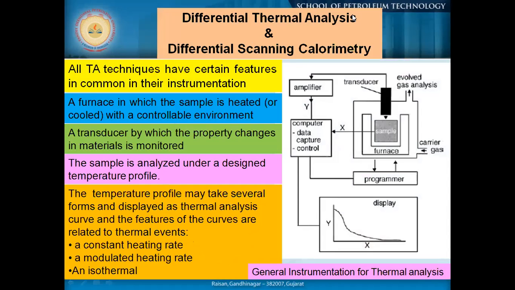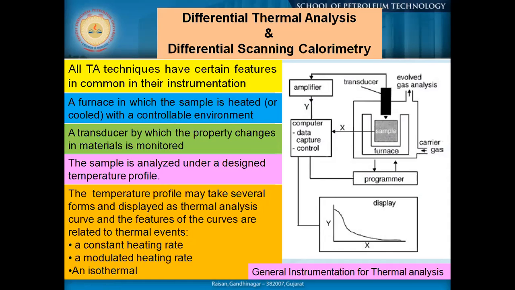For differential thermal analysis and differential scanning calorimetry, the instrumental setup is more or less the same. You have certain features in common in the instrumentation: a furnace in which the sample is heated with a controllable environment. You can see here it is a furnace, and the sample chamber is generally put in the furnace.